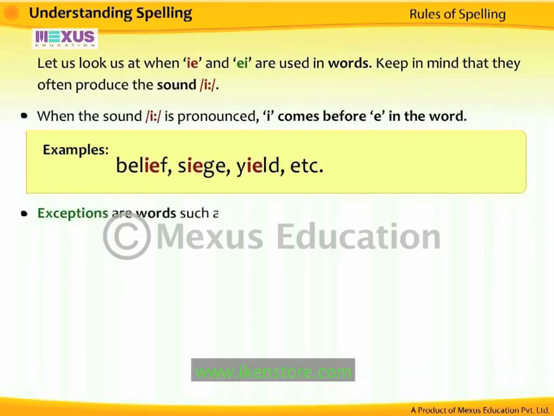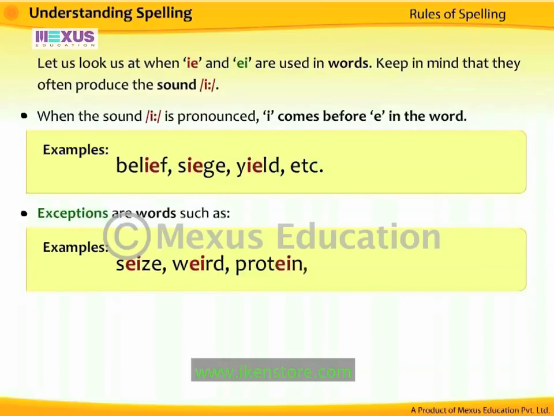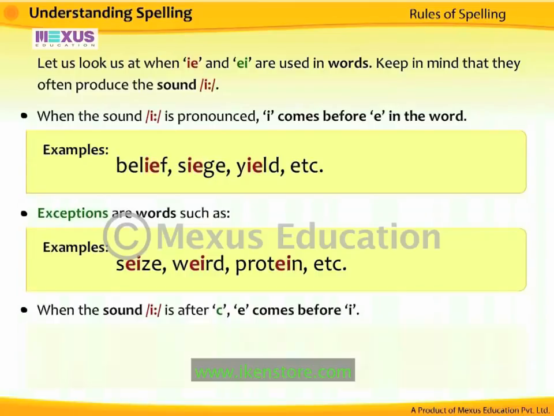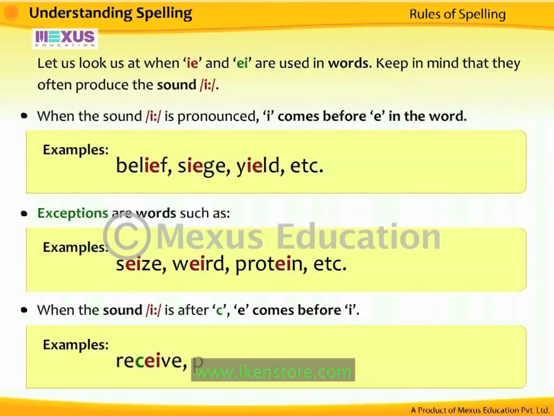Exceptions are words such as seize, weird, routine, etc. When the sound E or the long I is after C, E comes before I. For example, RECEIVE, receive, PERCEIVE, perceive, DECEIT, deceit, etc.